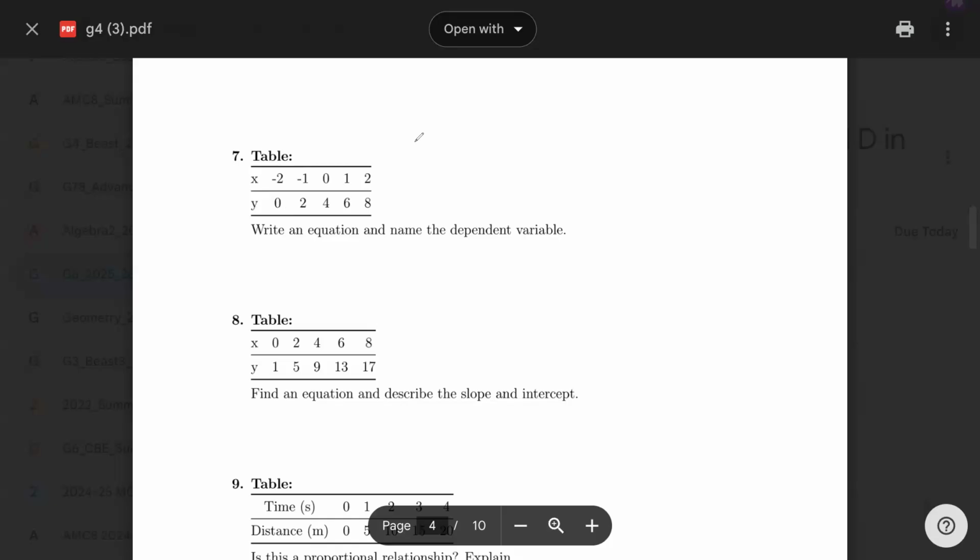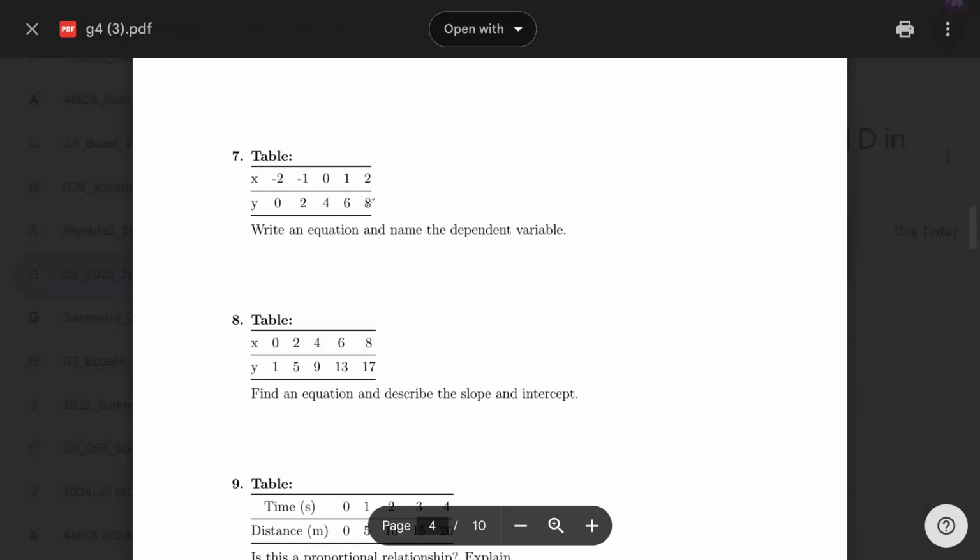How does the y change? Change in y divided by the change in x. What is the change in y? You tell me between any two values. Take any two values. Let's take this value and this value maybe. What is the change in y?